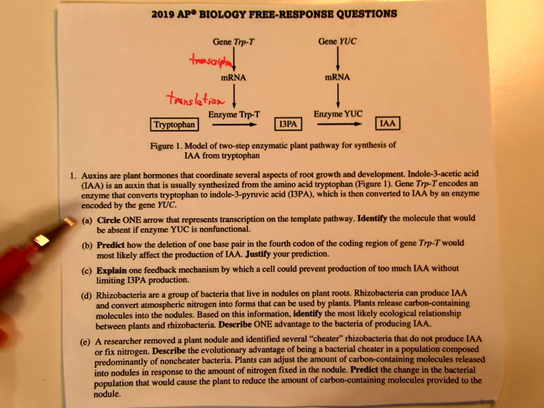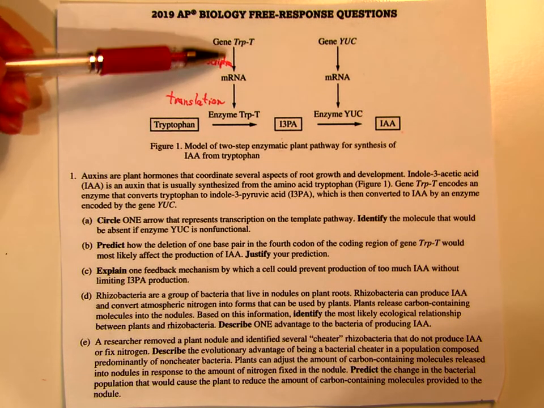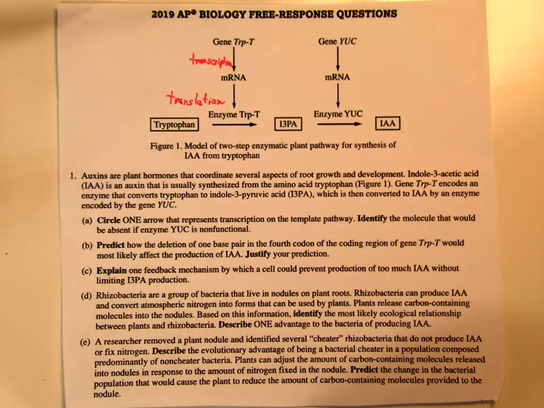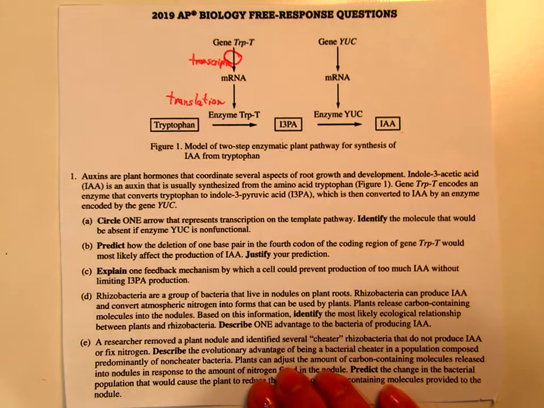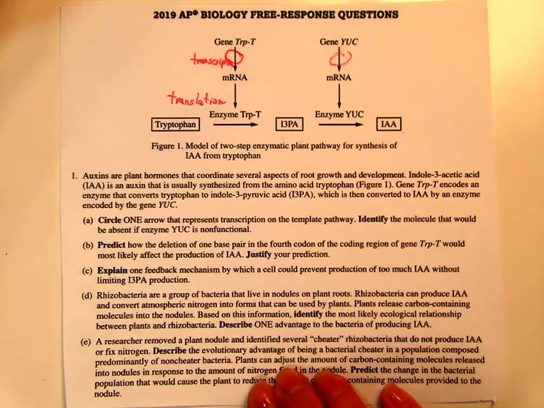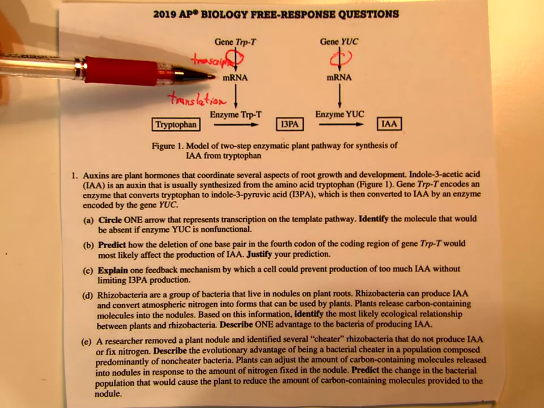Okay, so look at part A. Circle one arrow that represents transcription on the template pathway. Identify the molecule that would be absent if enzyme YUC is non-functional. So there's 1, 2, 3, 4, 5, 6 arrows in this diagram. They're asking you to circle one that represents transcription on the template pathway. So you could have circled this arrow or that arrow, because both of those are transcription, because transcription is going from gene to mRNA. Okay?